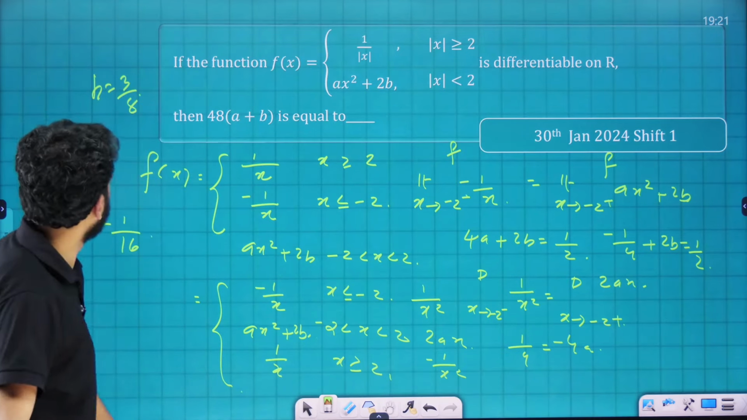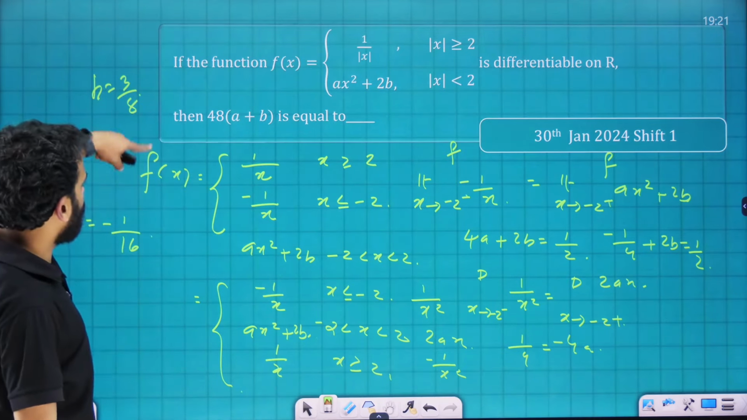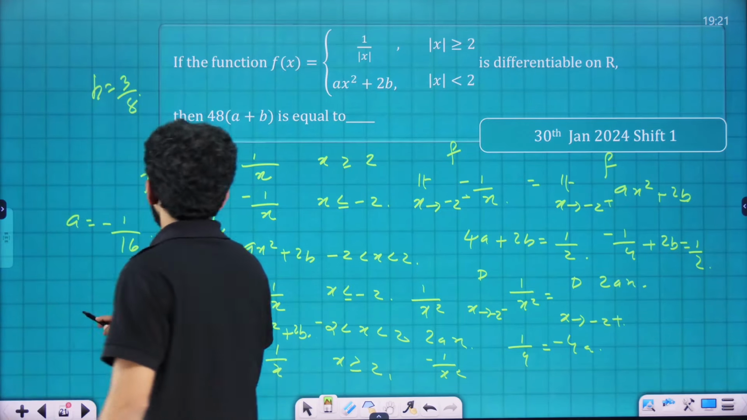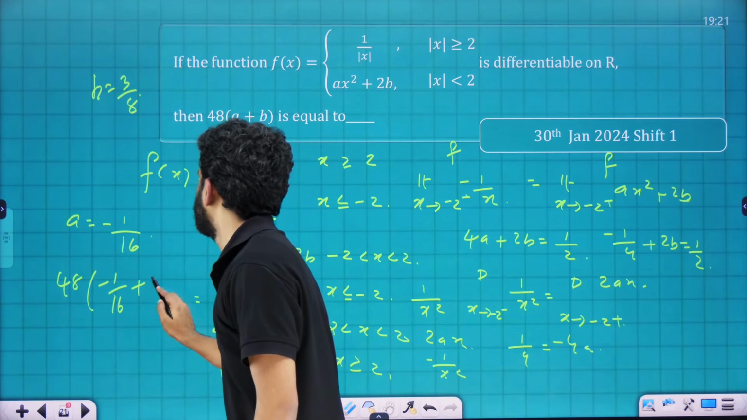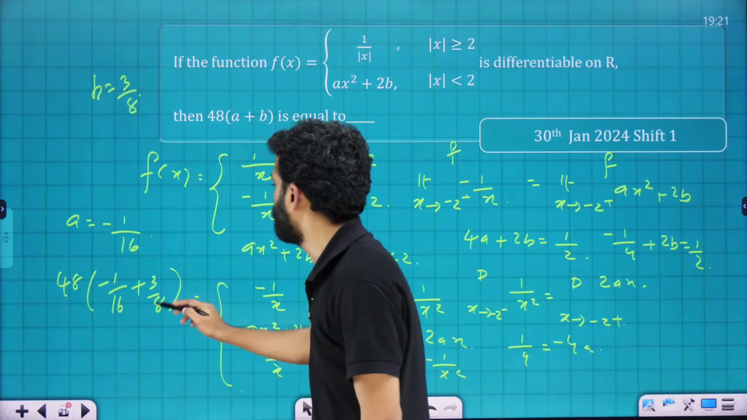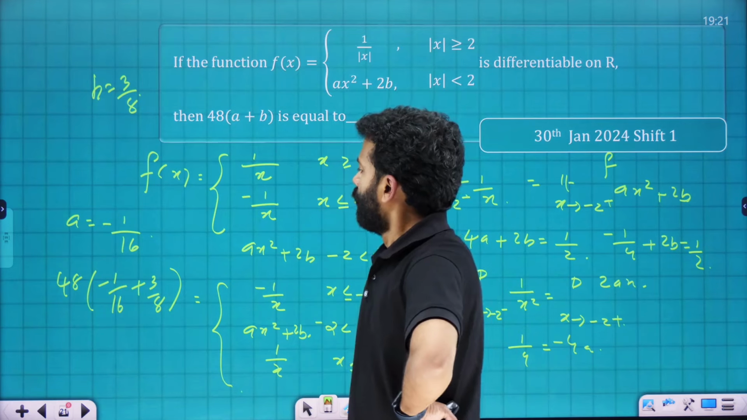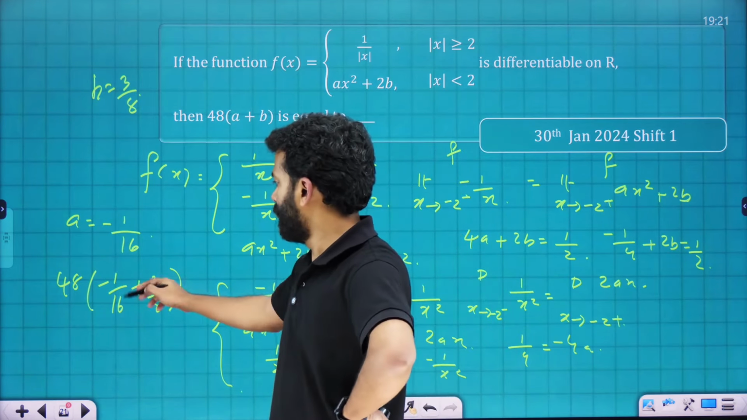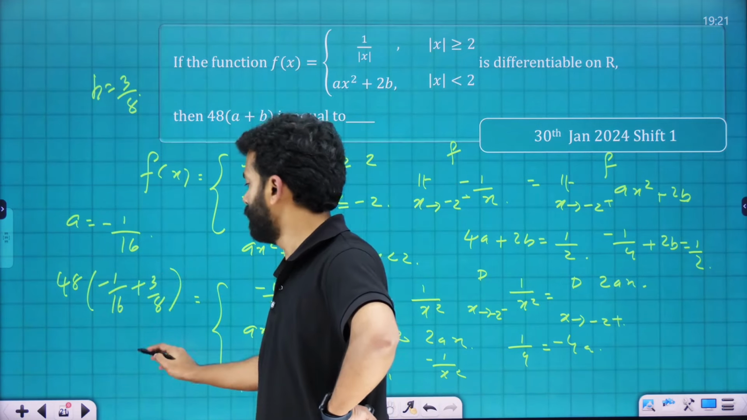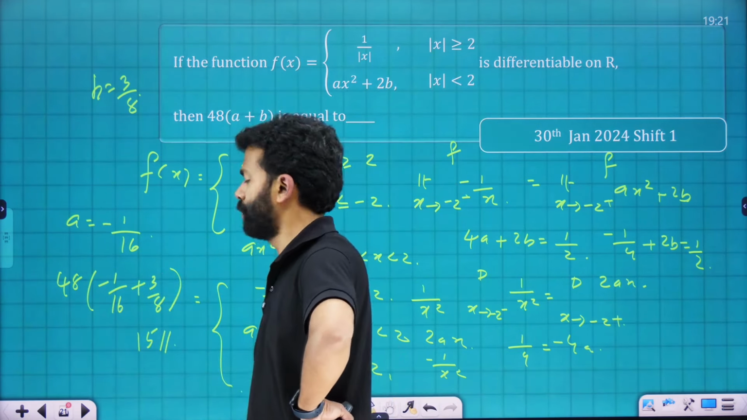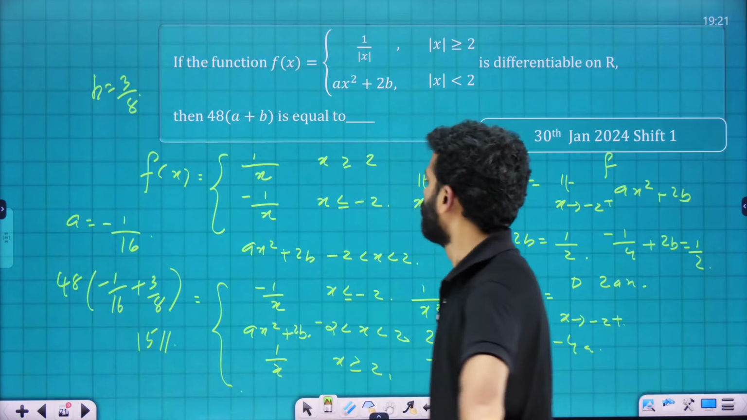And 48 into a plus b, right? That is 48 into minus 1 by 16 plus 3 by 8. This is 6 by 16 minus 1 by 16, that is 5 by 16. 5 by 16 into 48 is 15. That is the final answer for this one. Therefore, the net answer will be 15.